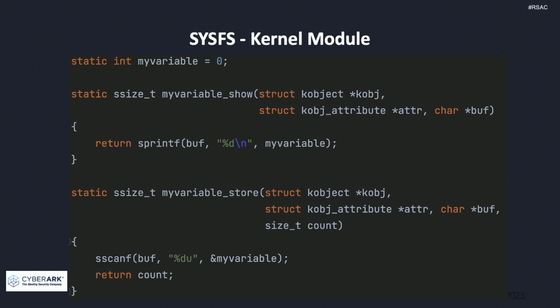Afterwards, I will need to implement two custom functions. The first function will be the show function, which will be triggered every time I'm using the read syscall. So if I do a read on the exposed file, I will get my variable. And the second function will be the store function, so that if I pass a new value into it, I basically will change the value of my variable.